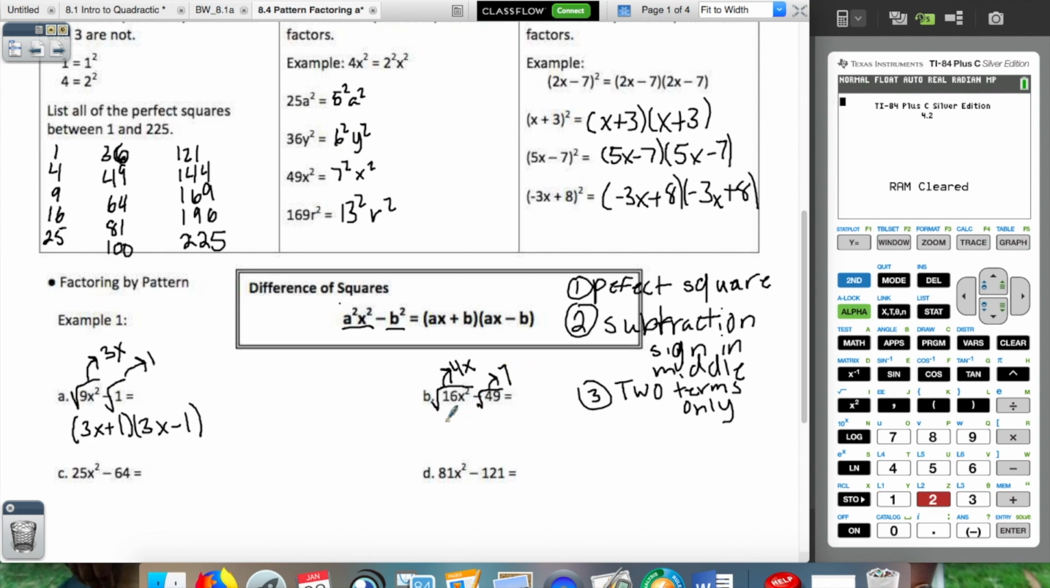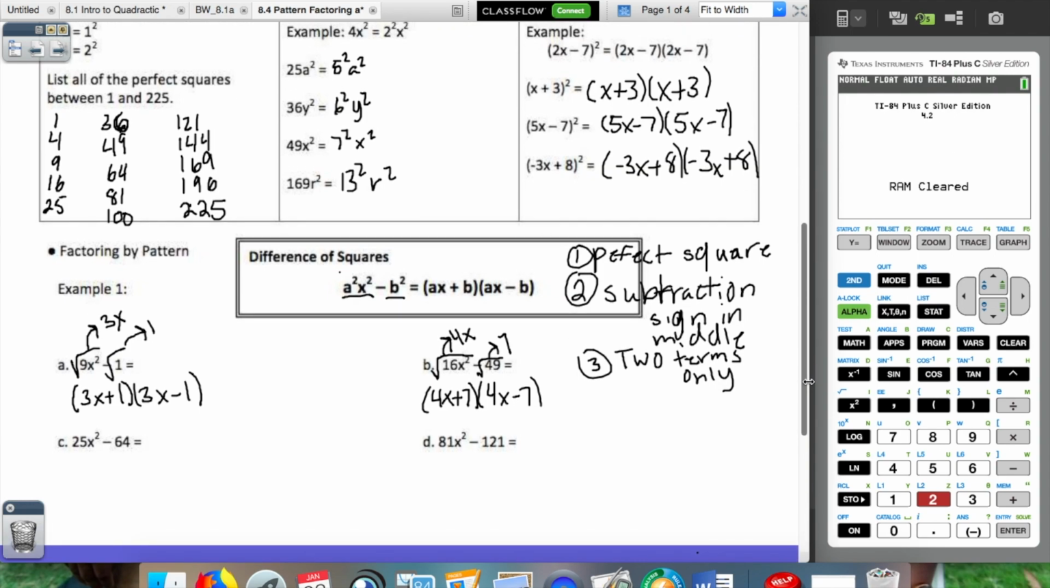7. So that means I'll have 4x plus 7 times 4x minus 7. Sounds cool. All right, let's keep going and do these last two.